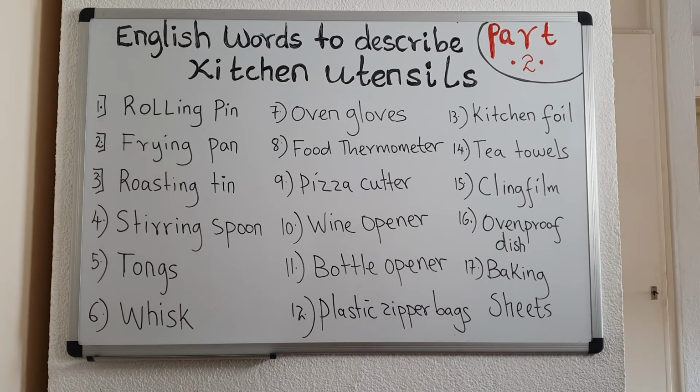The next word is food thermometer. Food thermometer. A food thermometer is used to ensure that the food is cooked completely to avoid food poisoning. For example, if you want to cook chicken, you want to make sure that the chicken is completely cooked inside. So, to measure the temperature of the cooked chicken, you use a thermometer.